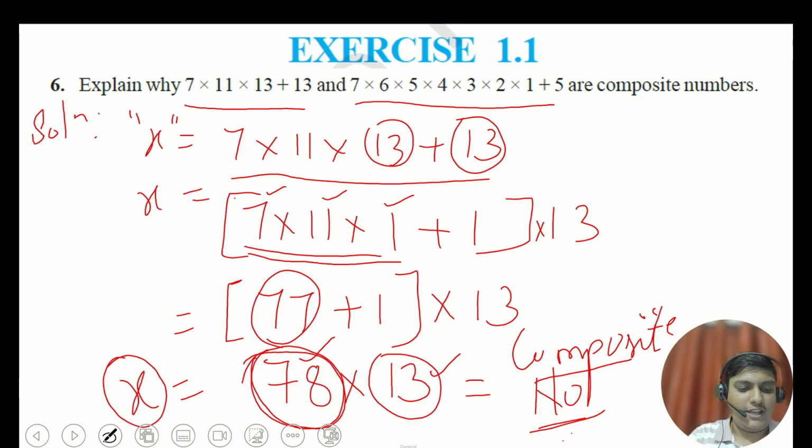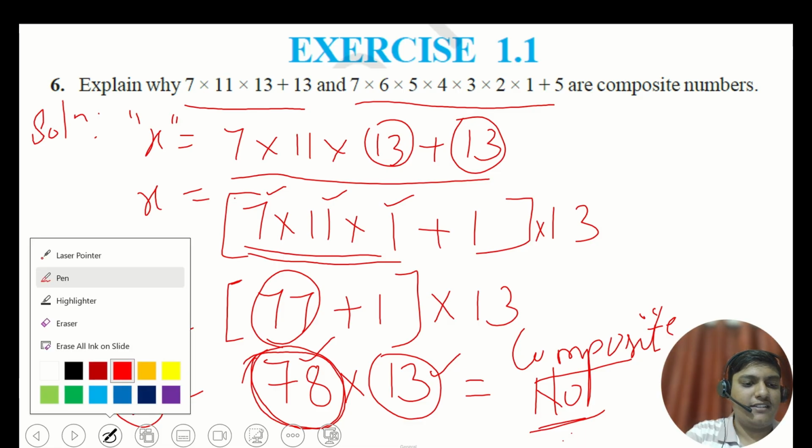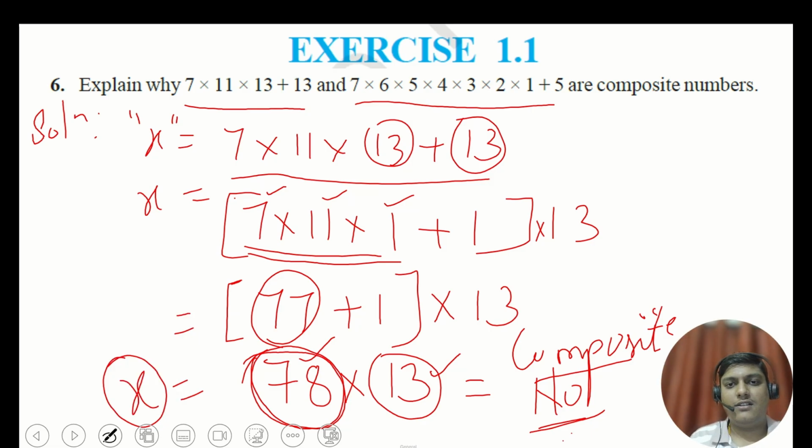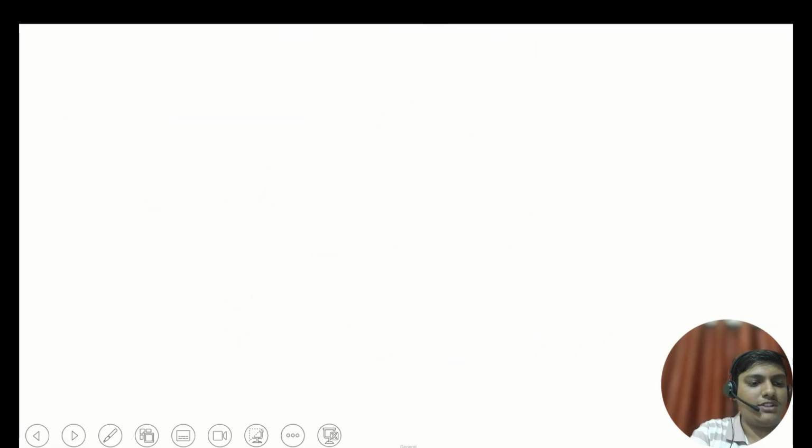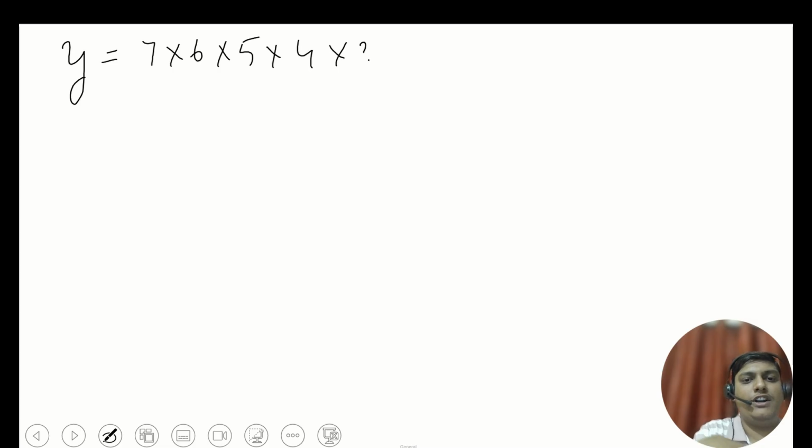Okay, so if I just erase this here itself, or else we'll take it up to the next slide. Okay, we'll take it up to the next slide. I'll write the question here. What is the question? If I take y is equal to 7 into 6 into 5 into 4 into 3 into 2 into 1, then plus 5. So this is my number. I have to prove this is a composite number.